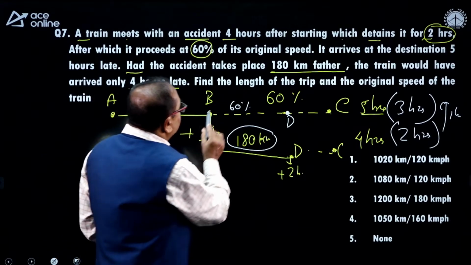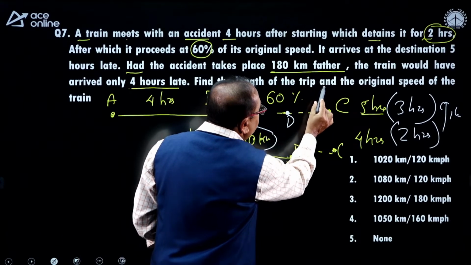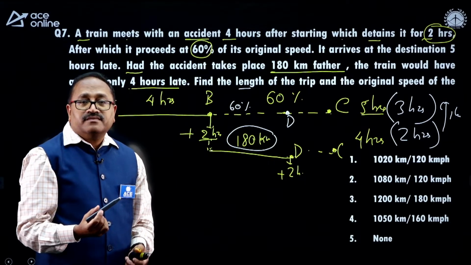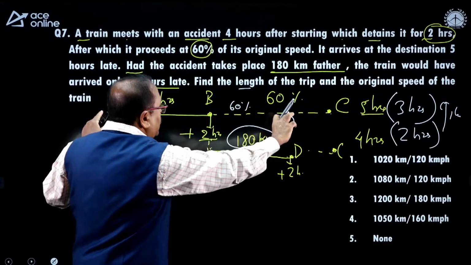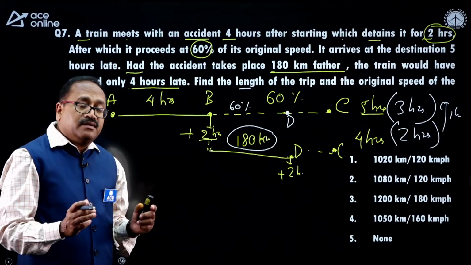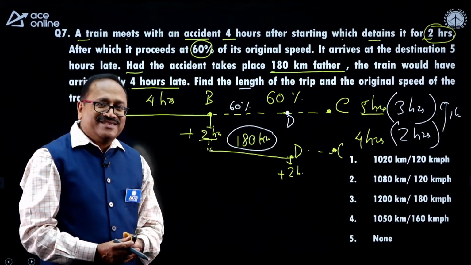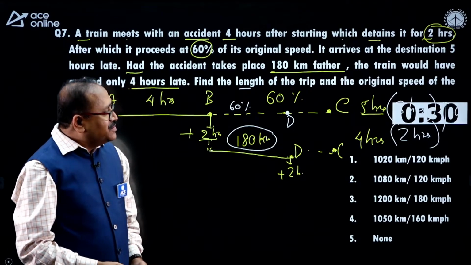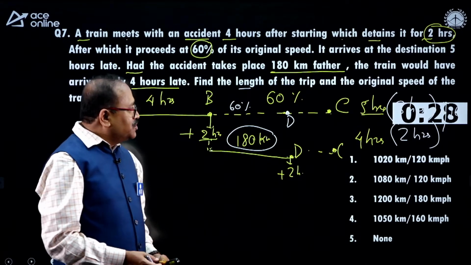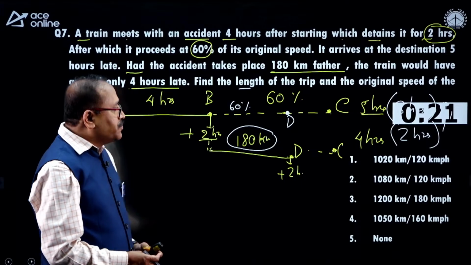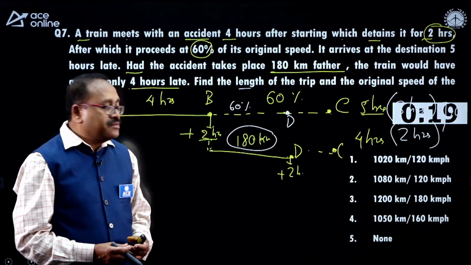Now, what is the question? Find the length of the trip and the original speed. What is the total length? That is AC. How much is AC? And what is the usual speed? Will you try this question, my dear friend? I will just give you 30 seconds to respond. I have almost opened up the whole question. You will probably be able to answer the question.